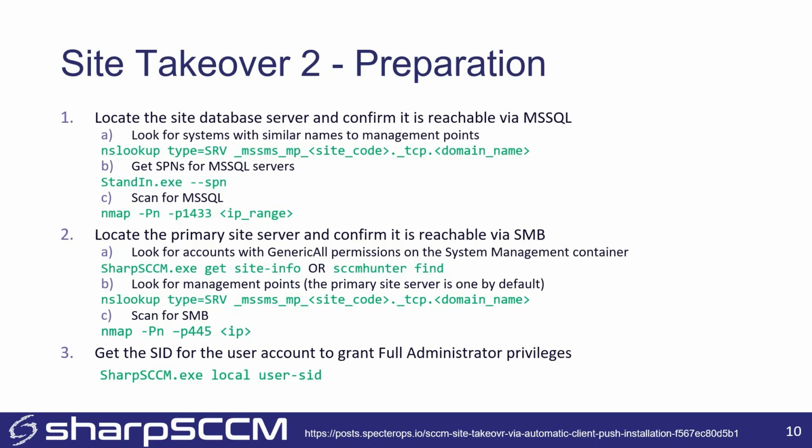The next thing we need to do is locate the primary site server. The primary site server is going to have GenericAll permissions or full control of the System Management container in Active Directory. So if we enumerate that ACL, we can positively identify the primary site server. We can do this with SharpSCCM's get site-info command or SCCM Hunter's find command. Next thing we need is to get the SID for the user account that we're going to grant full administrator privileges to, and we can do that with the SharpSCCM local user-sid command.